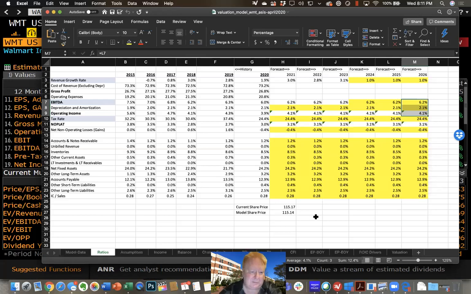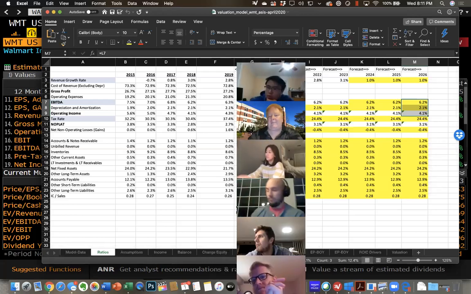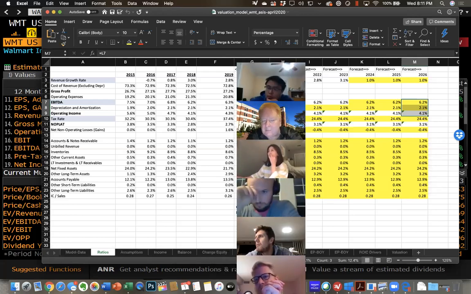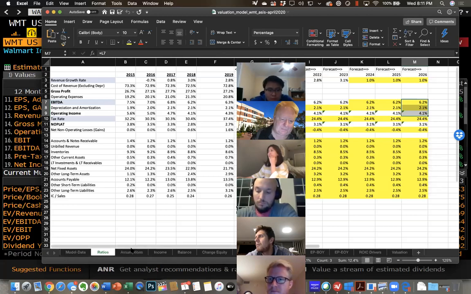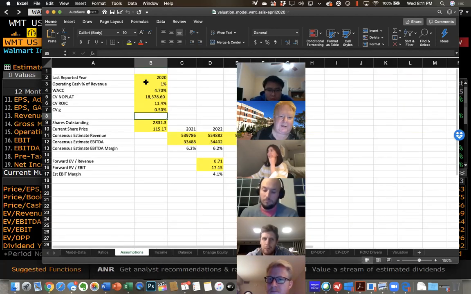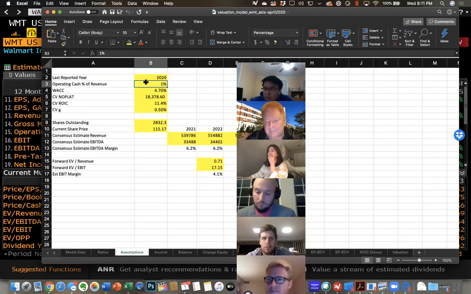Other questions, comments, thoughts? Yeah, I'm sorry. I have one more question. Please. This is regarding, I think, the operating cash as percentage of sales. I think it is in the next tab, right? Yeah, it's right here. So could you just explain why you changed that to 1% once again, please?